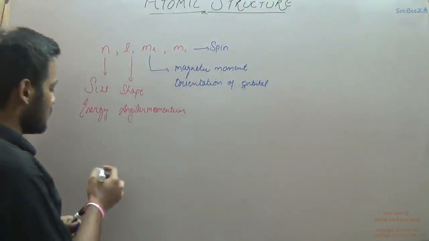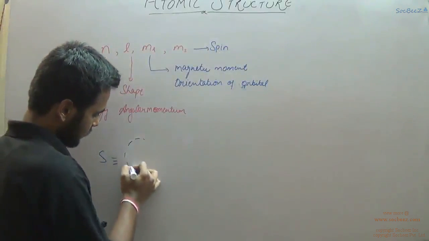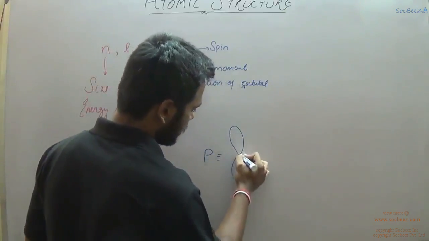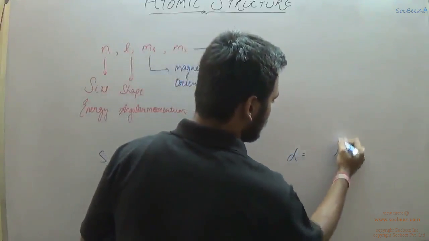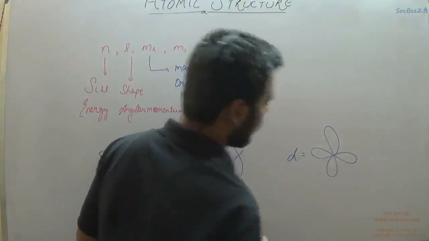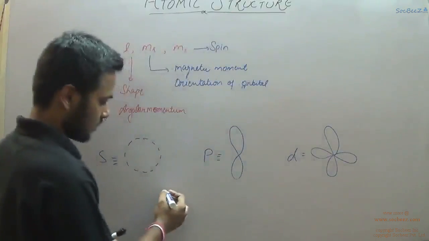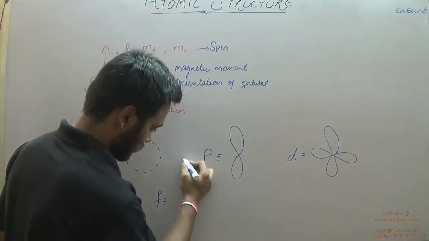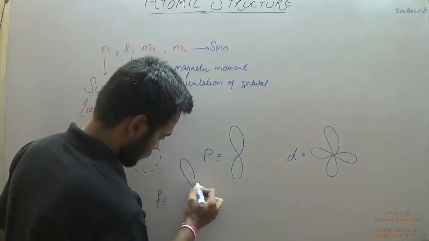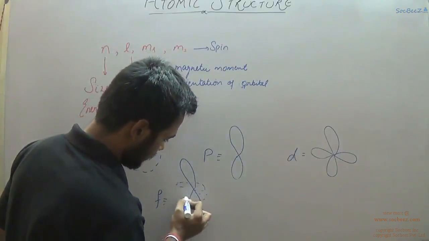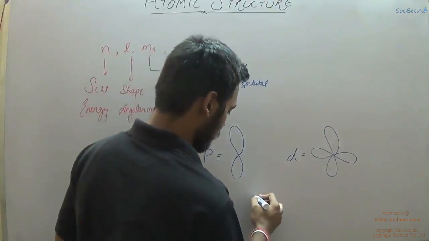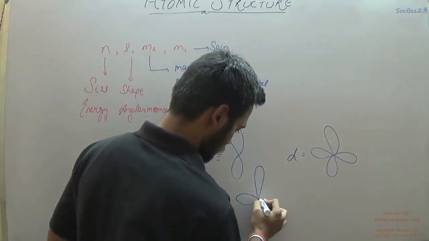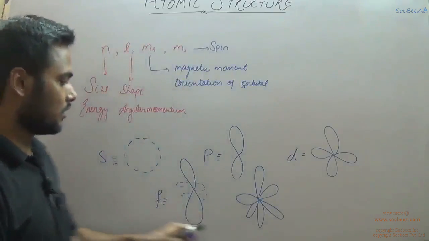We discussed that the s orbital has a circular shape, the p orbital has a lobe shape or dumbbell shape, the d orbital has a double dumbbell shape, and the f orbital has a somewhat complex shape, which looks something like this, where there are two rings over here, or there is one more. So the s orbital has these types of shapes.